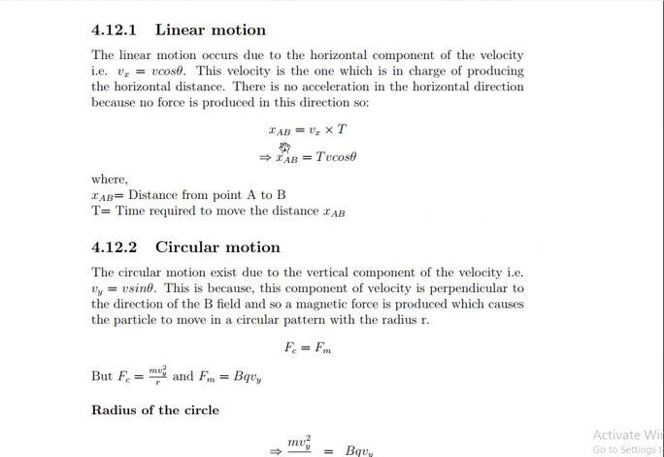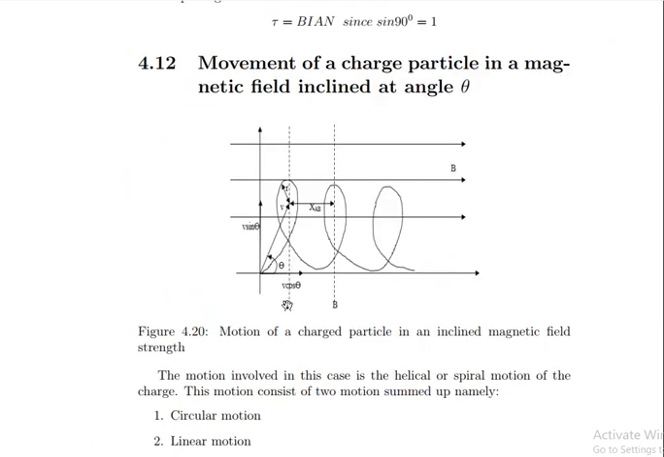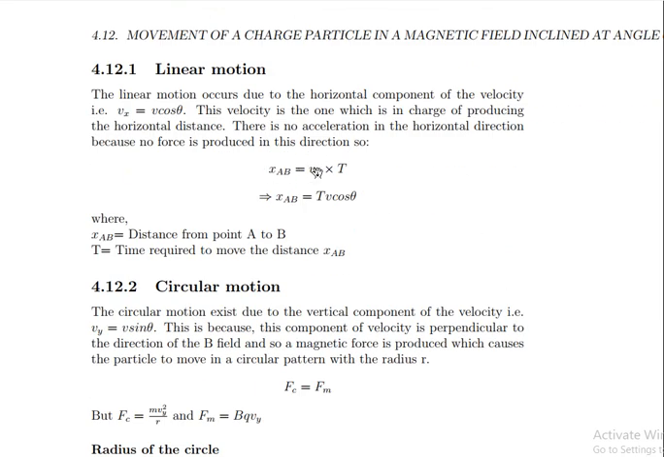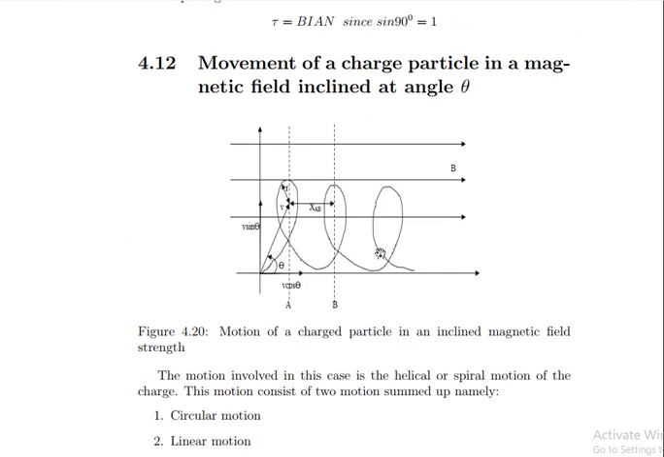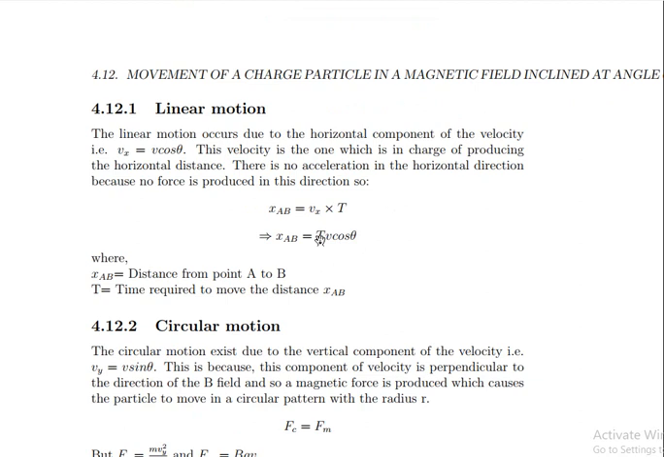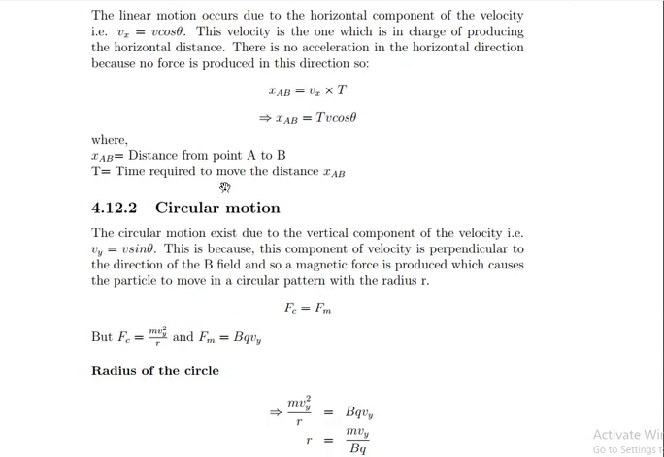With linear motion, when the charge moves from A to B, x_AB is equal to Vx times T, but Vx equals V cos theta. So x_AB is equal to the period T times V cos theta, because the period is the time it takes to finish one full circle and come out to the next circle. This is the period. So x_AB is equal to the period T times V cos theta. Now let's draw the circular motion.